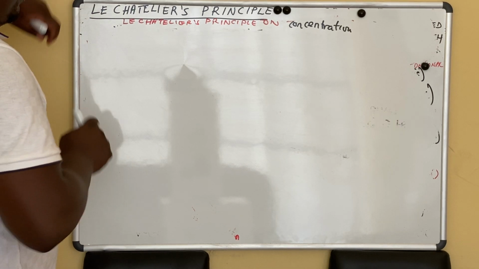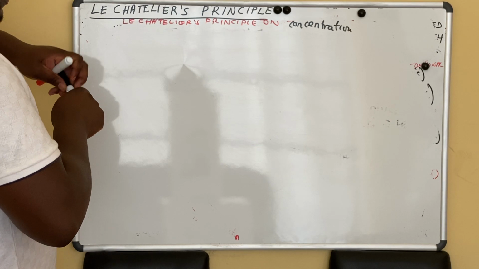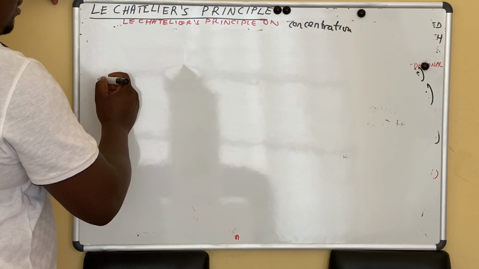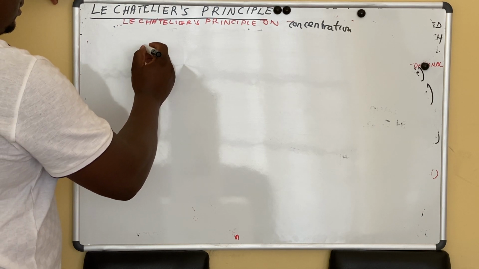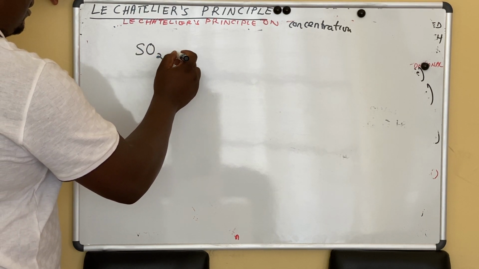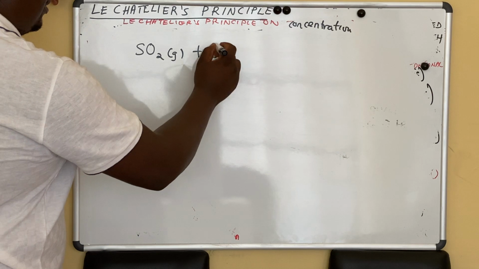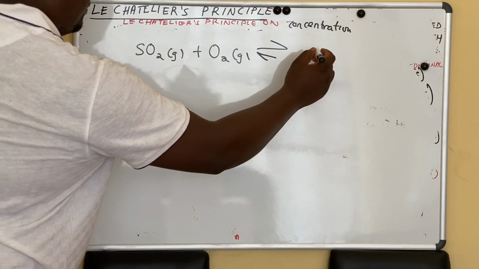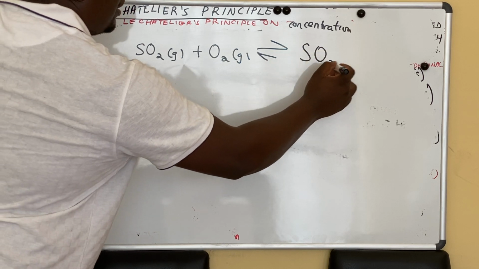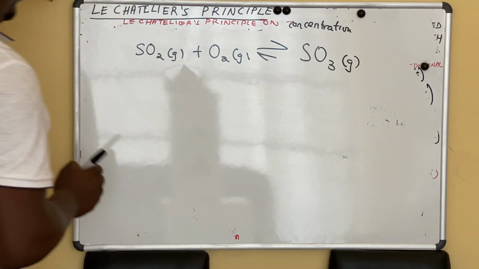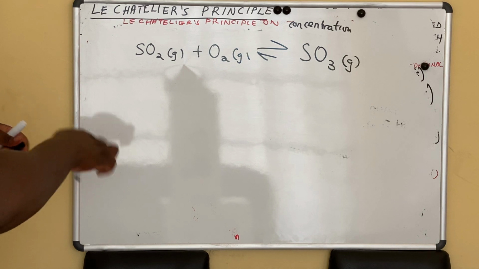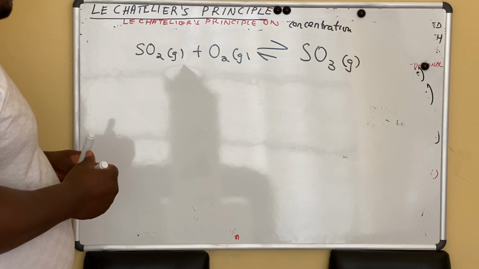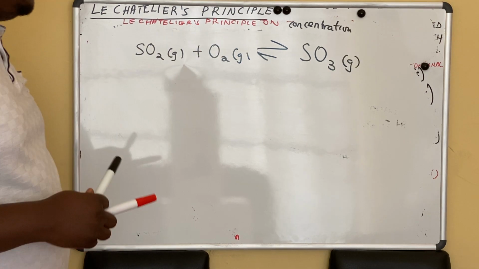Let us say we have an equation. Which equation can we talk about? Let's talk about sulfur dioxide gas plus oxygen gas, reversible reaction sign. We're going to produce sulfur trioxide gas. And then obviously we have to balance. We know that by now. One sulfur on the left, one sulfur on the right.